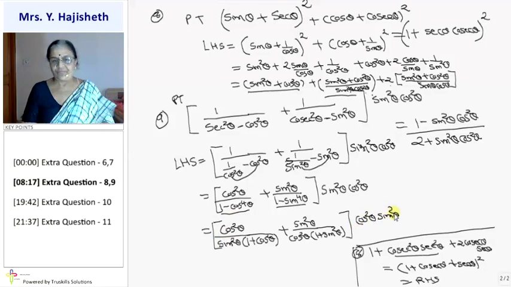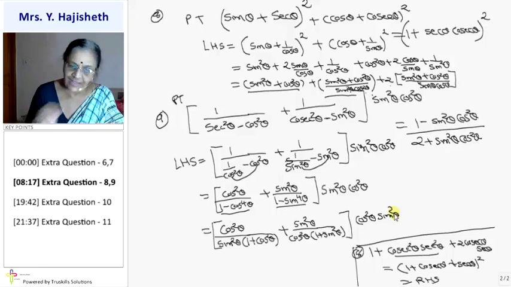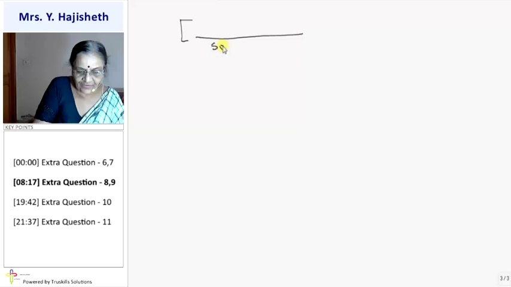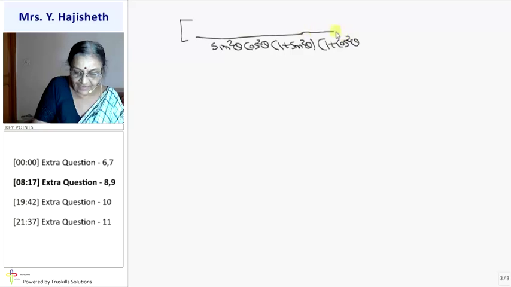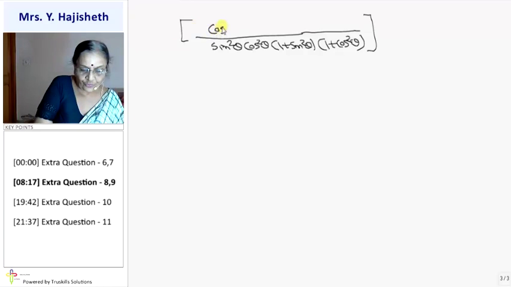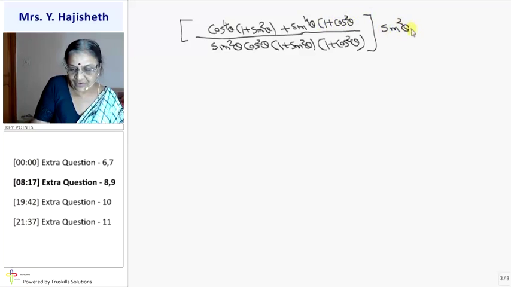Now fourth step. In the fourth step I will take LCM. Sine square into cos square into 1 plus cos square into 1 plus sine square, and then I do cross multiply. What is the answer? See, LCM in your denominator is sine square theta into cos square theta into 1 plus sine square into 1 plus cos square. Clear? And if you do cross multiplication, just first term is cos square into 1 plus sine square. So it is cos raised to 4 into 1 plus sine square. And here sine raised to 4 into 1 plus cos square. Outside sine square into cos square. This is my 4th step.